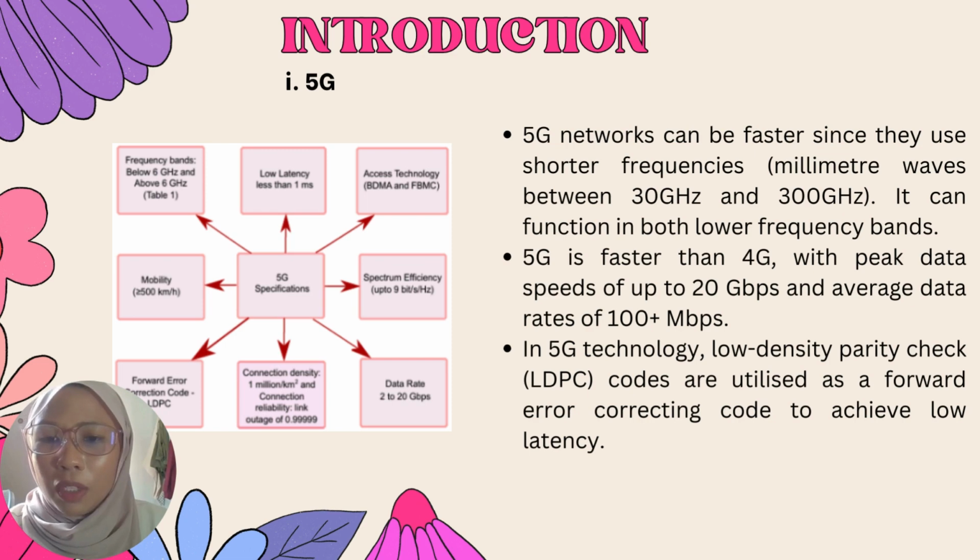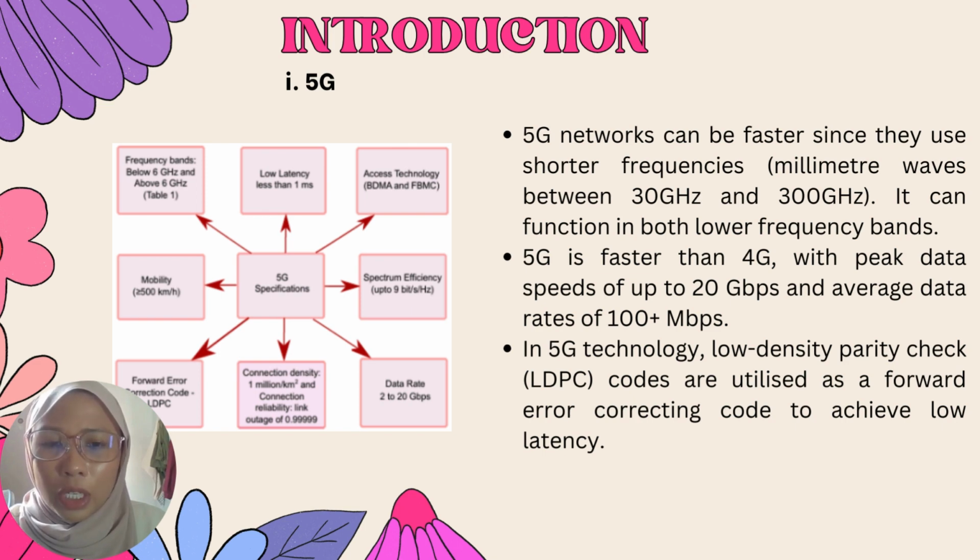As shown in the figure below, the 5G technology is defined by its specification requirements. 5G networks can be faster since they are using a shorter wavelength, which is the millimeter waves between 30 GHz and 300 GHz. It can function in lower frequency bands as well.